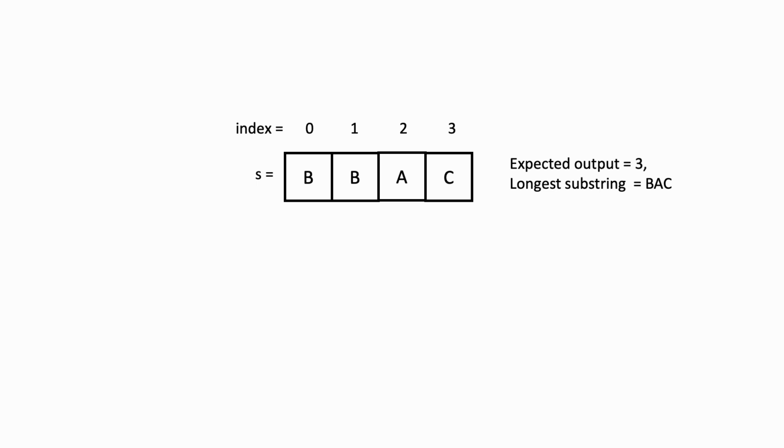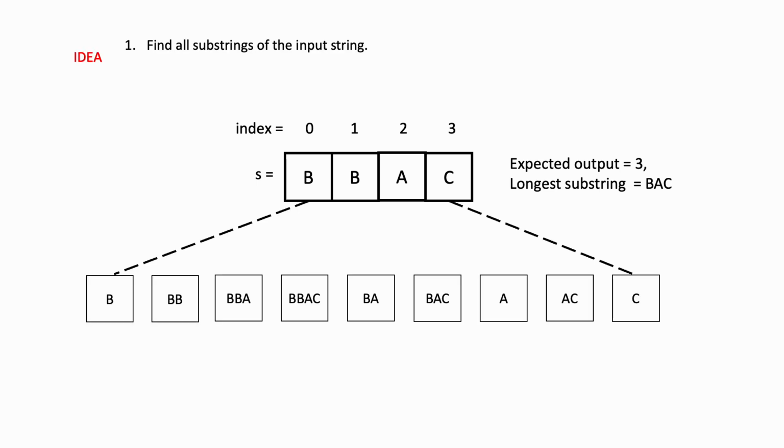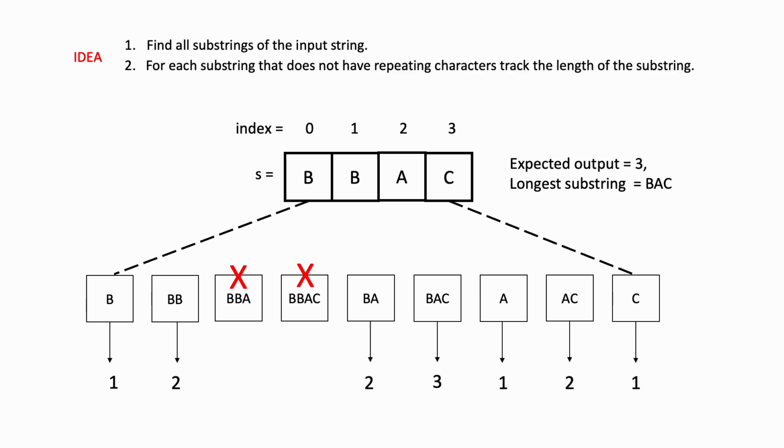The most intuitive approach that comes to a beginner's mind is to find all the substrings of the input string. For each substring with no repeating characters, track the length of the substring. Over here, we don't keep track of the length of the substrings "BBA" and "BBAC" because they have repeating characters. And then we'll return the maximum length of the substring without repeating characters. Over here it is "BAC" and the length is 3.